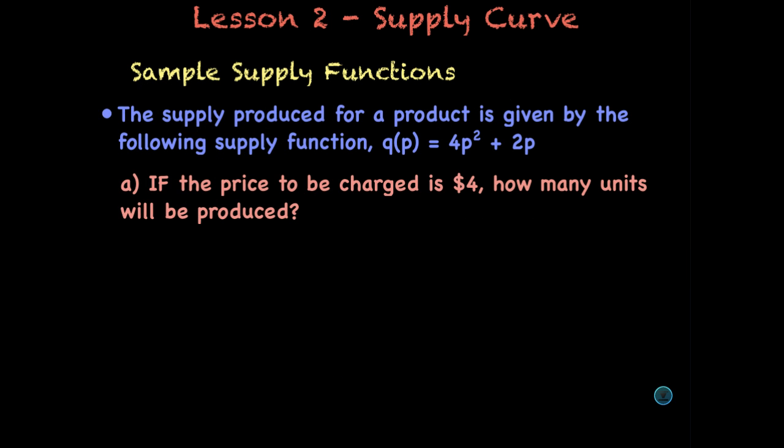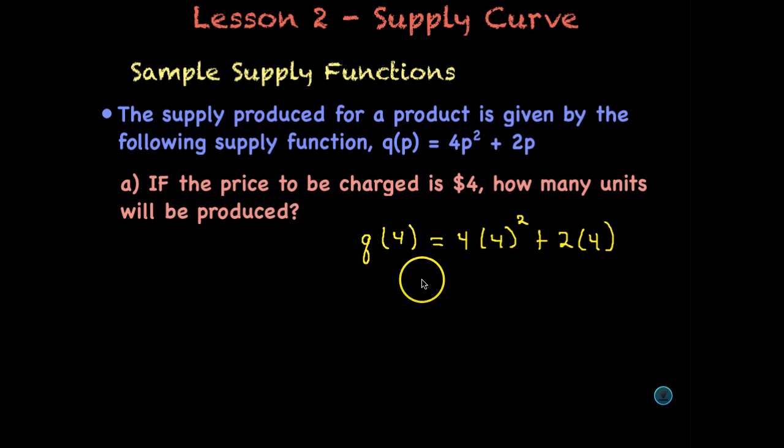Let's look at an example. So let's look at a quadratic this time. The supply produced for a product is given by this following supply function. Notice we do have a quadratic. If the price to be charged is $4, how many units will be produced? Well, that's an easy one because all we have to do is plug $4 into our equation and solve. So, what will be the quantity if our price is $4? How much would we be willing to supply if we were getting paid $4 per item?